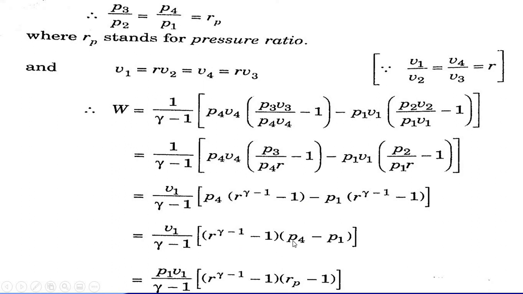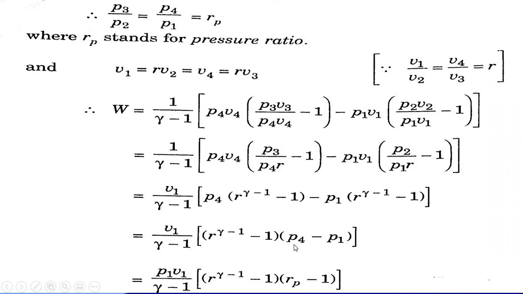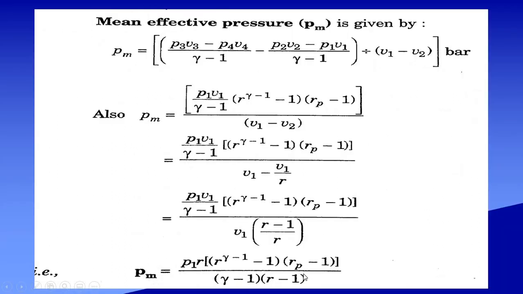So now you multiply and divide this term by P1. So P1 here, and P4 by P1 is R and P1 by P1 is 1. So P1 V1 by gamma minus 1 into R power gamma minus 1 into Rp minus 1. That is Rp is nothing but the pressure ratio. Okay. So now we are going to substitute. We know the formula for work done. We are going to substitute in this mean effective pressure.